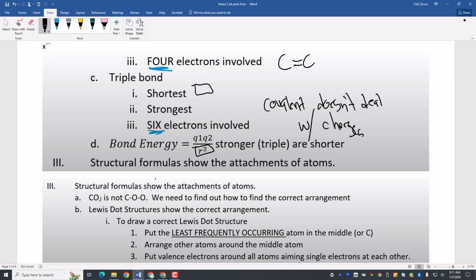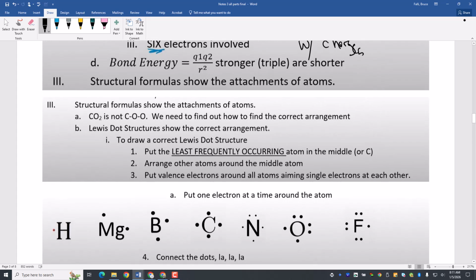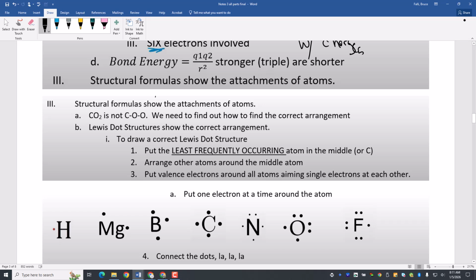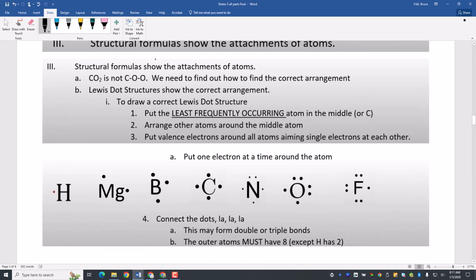All right, here we go. Now we've got new stuff. Structural formulas show the attachment of atoms. CO2 is not COO. We've talked about carbon dioxide before, so we need to find out the correct arrangement. This arrangement is determined by the Lewis dot structure.